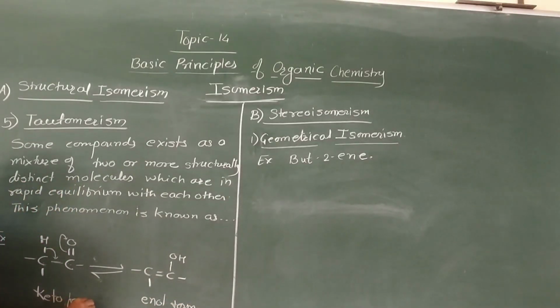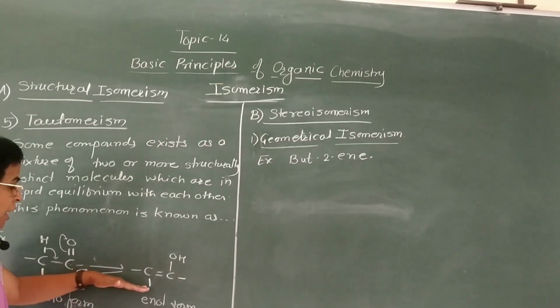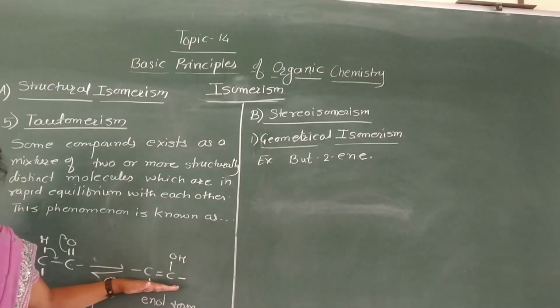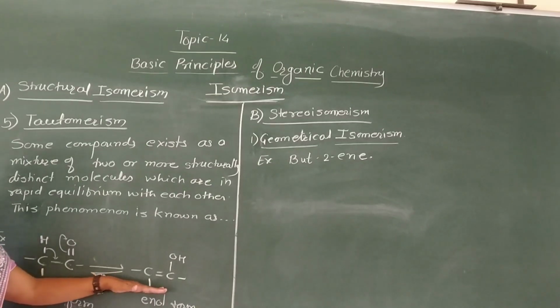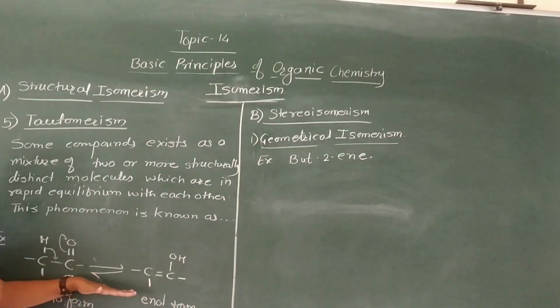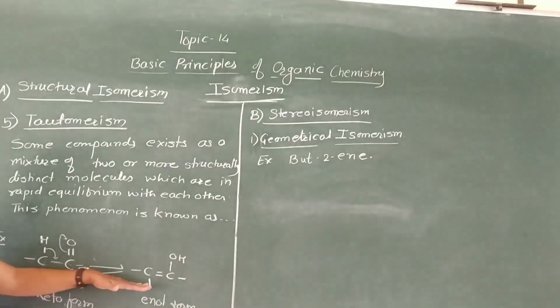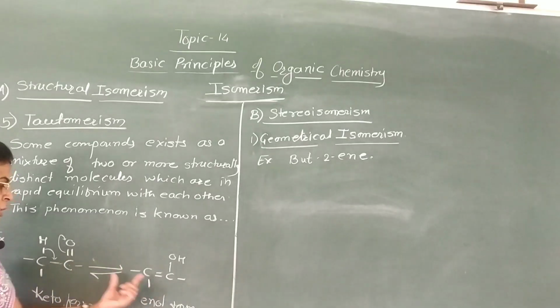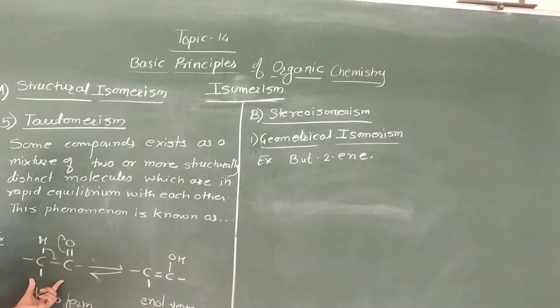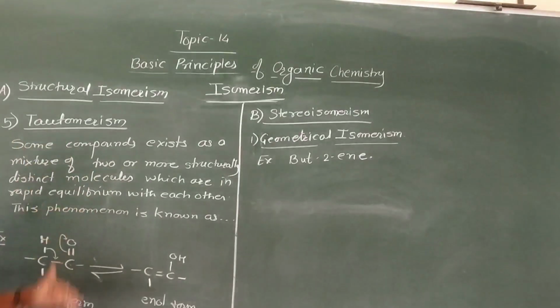Now in this case, this keto form is in equilibrium with the enol form. That is, in carbonyl compounds, such keto-enol equilibrium is observed. These two forms are in rapid equilibrium with each other. That is, this keto form is rapidly converted into the enol form, and this enol form is rapidly converted into the keto form. That is, there is equilibrium between these two forms. This type of isomerism is called tautomerism.